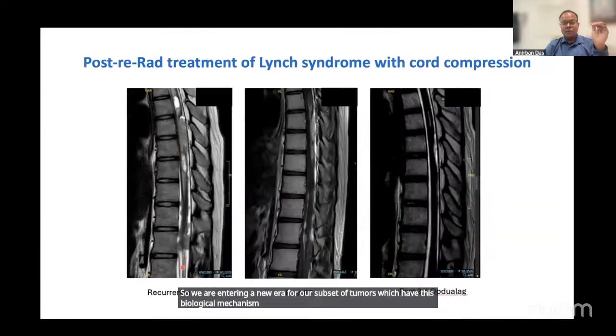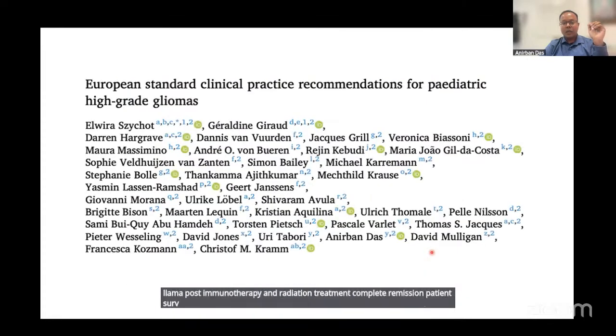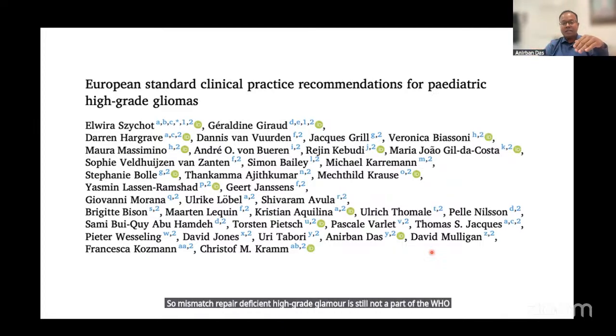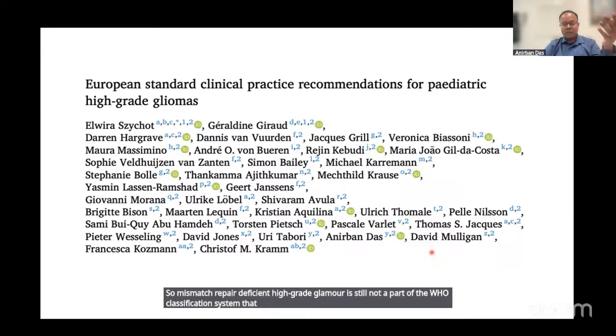Again, you can see diffuse spinal involvement with high-grade glioma, post immunotherapy and radiation treatment, complete remission, patient surviving for more than 2 years. So we work, as I said, not in isolation, but with colleagues from across the globe. So mismatch repair deficient high-grade glioma is still not a part of the WHO classification system. That's why we get this question every time: who should we test? Why should we test?